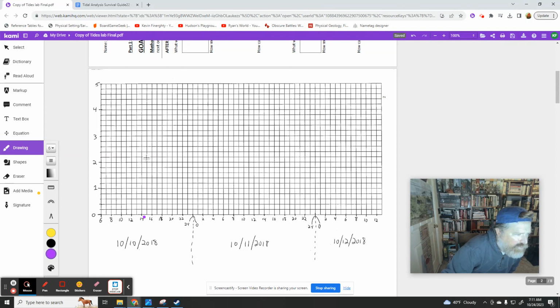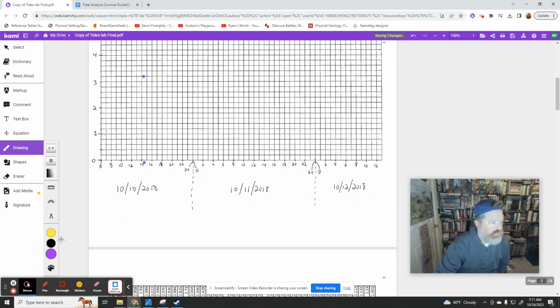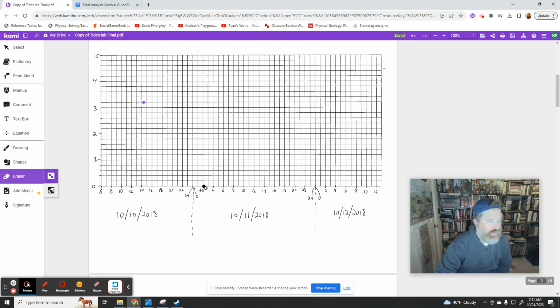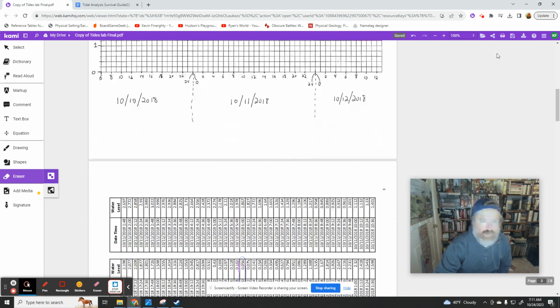So I come up to 3. Each one of these boxes is worth 0.2. So 3.2 would be right about there. There's my first high. Cool? That's going to be it. You don't need that one down there. That was just to talk about it. So you'll do that for the highs, the lows, and figure it out. Let me look back and just circle a few more. I'll do that while we're paused, though, so you don't have to watch it.